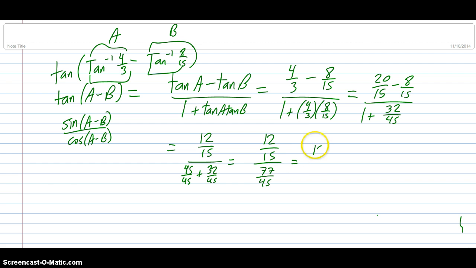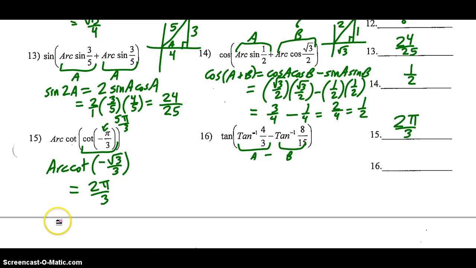A quick keep flip change here. Keep the first fraction, flip the second, and change it to multiplication. You can do a little reducing if you'd like. 15 goes into itself once, 45 3 times, and this ends up being 36 over 77, which does not reduce any more than it already is. So our final answer for this one is 36 over 77.